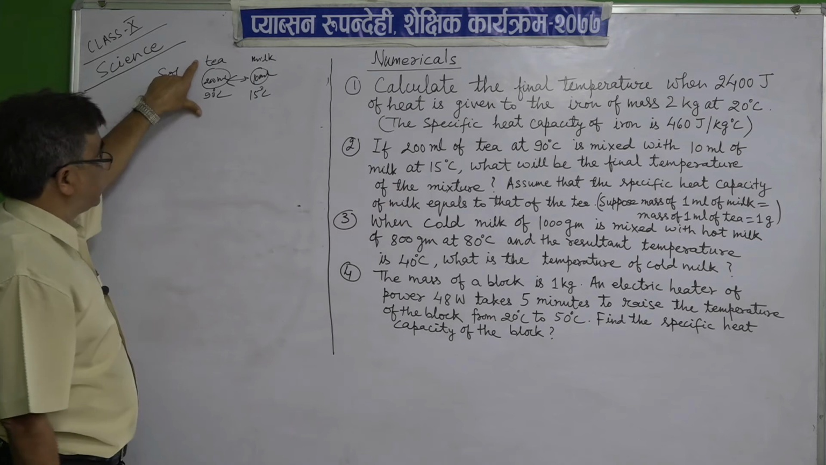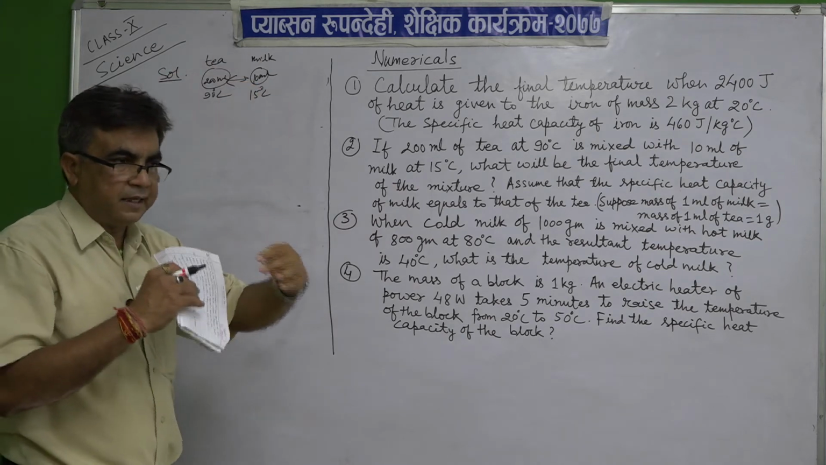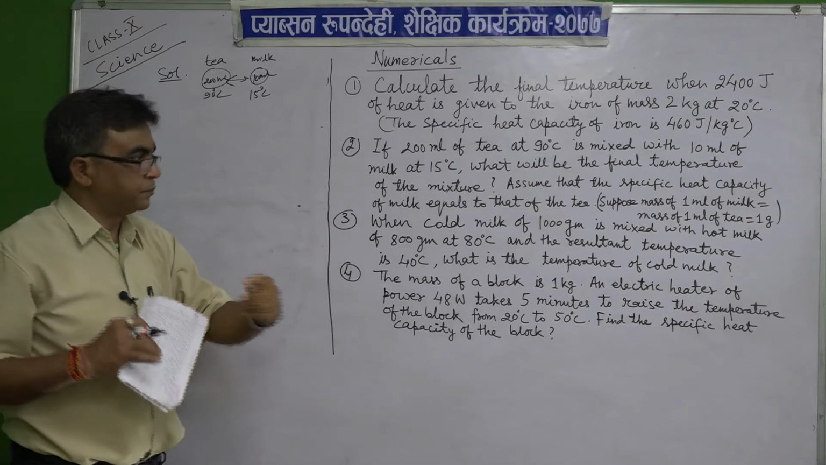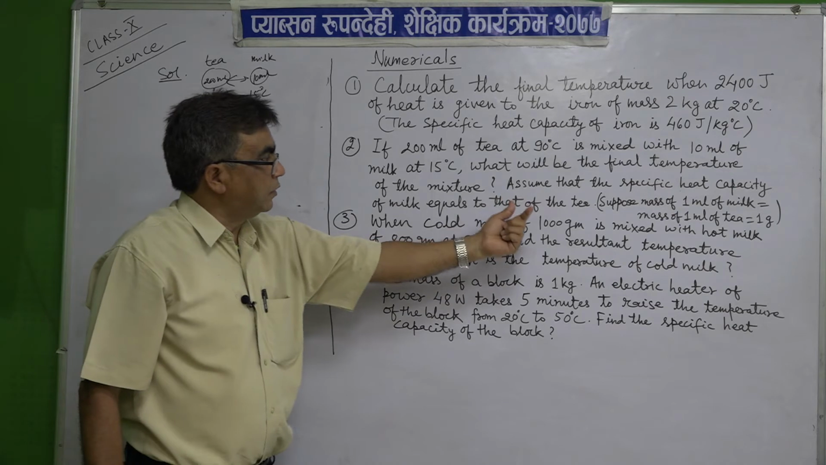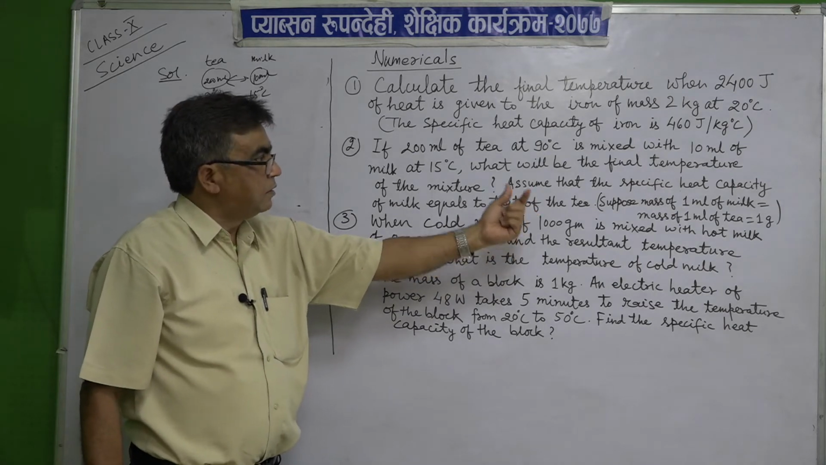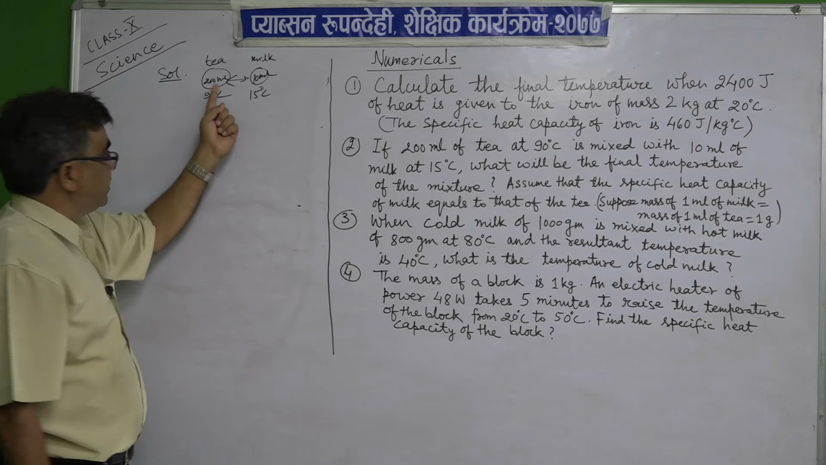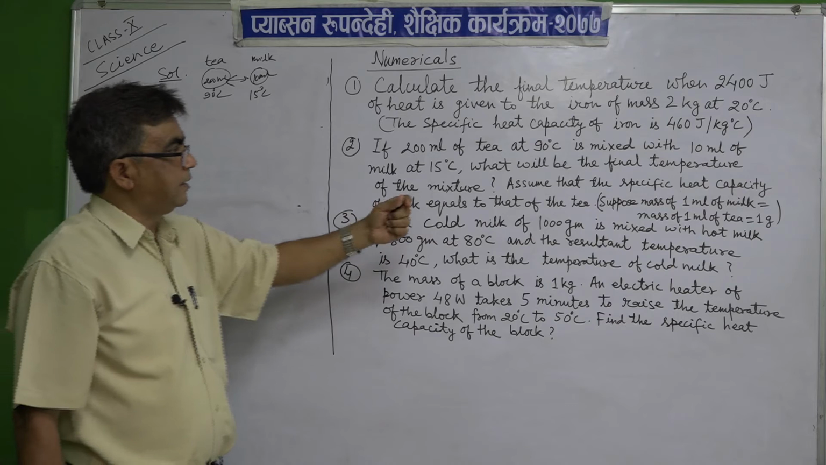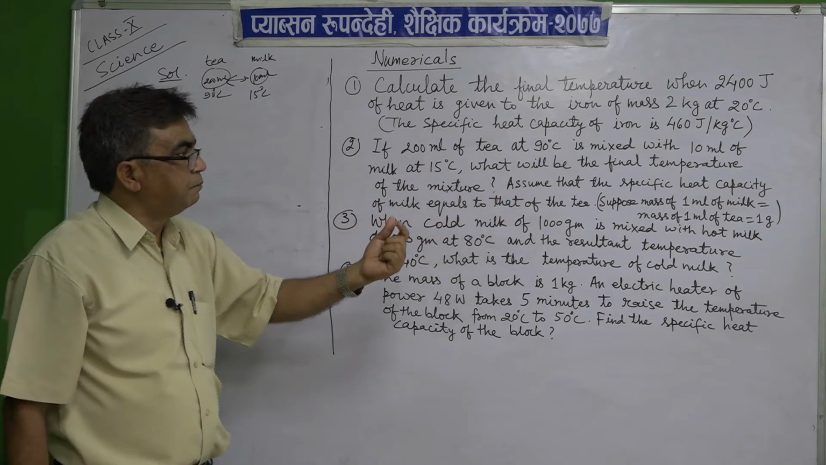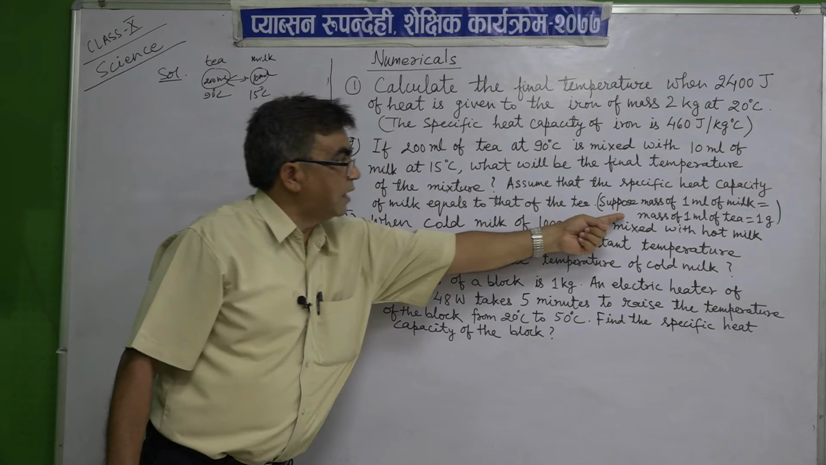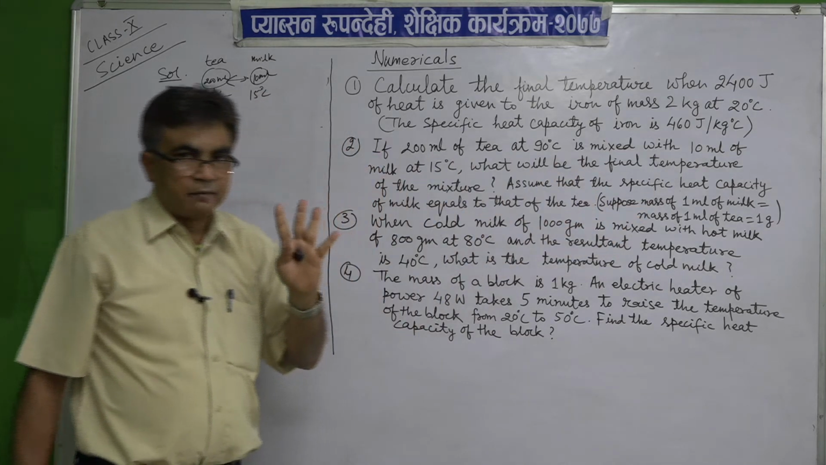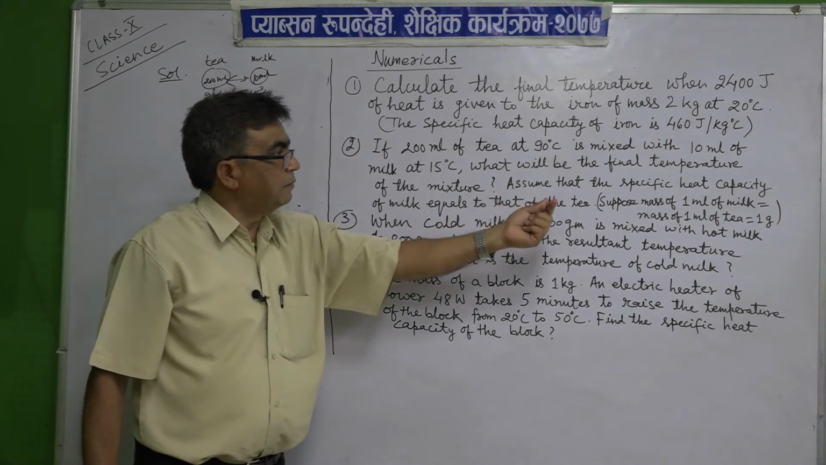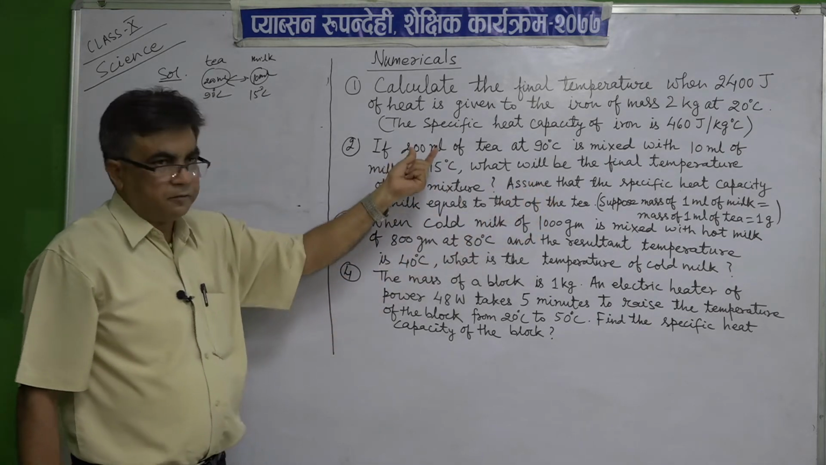Assume that the specific heat capacity of milk equals that of tea. So, S for tea and S for milk have been assumed the same. And also you have been given, suppose, the mass of 1 ml. Because this is ml, ml is not the mass, it is the volume, but it is assumed that the mass of 1 ml of milk equals the mass of 1 ml of tea, and that equals 1 gram. So, very easily you can get the mass. Mass of 1 ml is 1 gram, so 200 ml will be 200 gram.